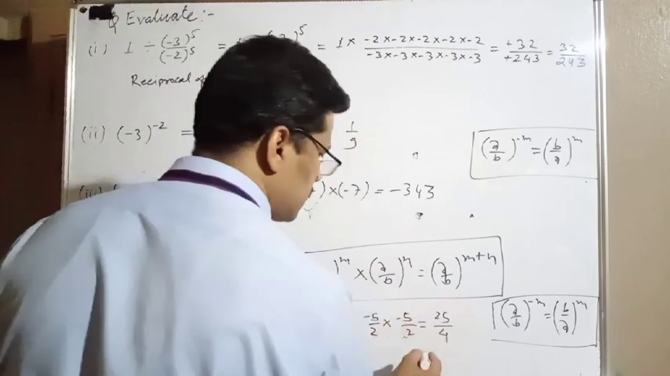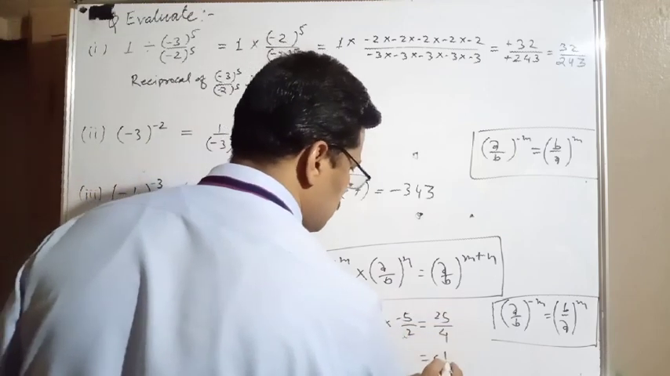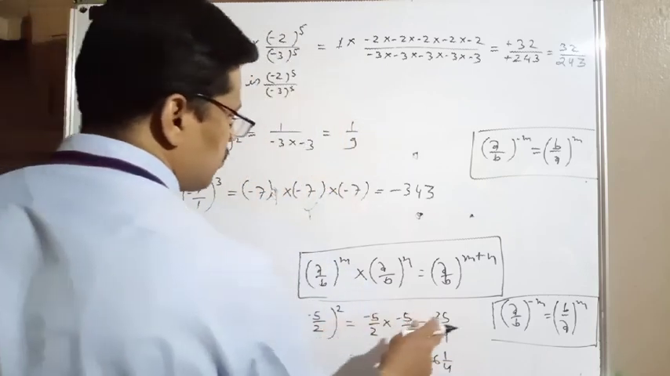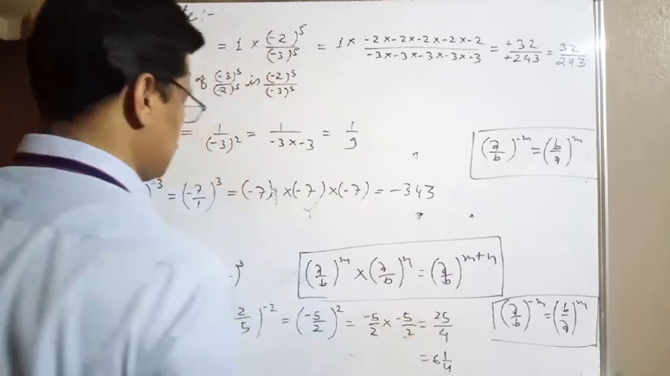Also you can change it into a mixed fraction if you want. 4 sixes are 24, so 6 whole 1 upon 4. This is the way to get the answer. Minus times minus gives plus, that's why we get the sign there.